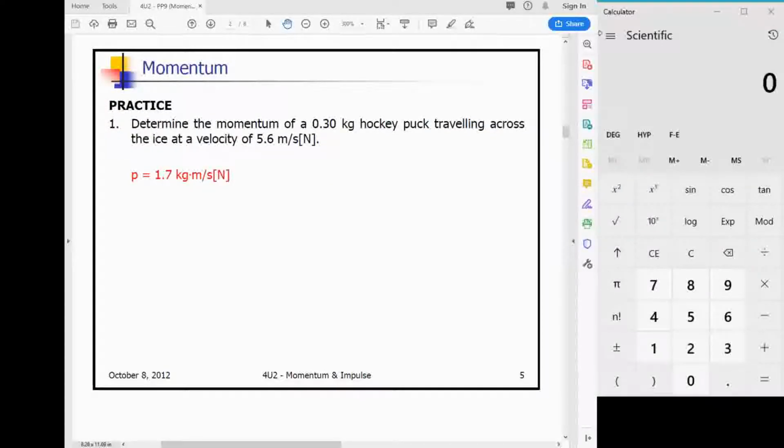So here's a simple little problem. It says that we have a hockey puck. It weighs 0.3 kilograms, and it is traveling across the ice at 5.6 meters per second north. So we multiply 0.3 times 5.6, we get 1.68. Rounding for significant figures, we get 1.7 kilogram meters per second north.